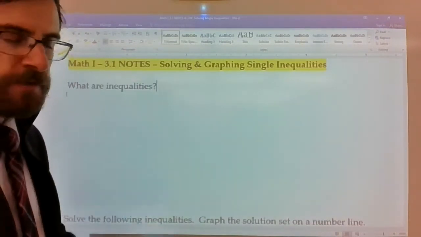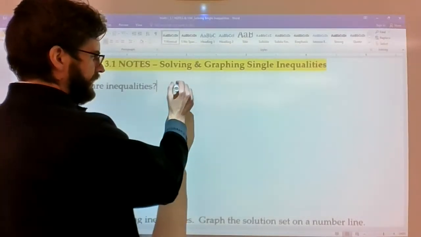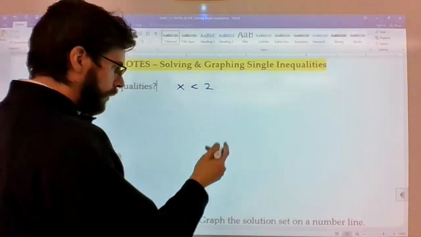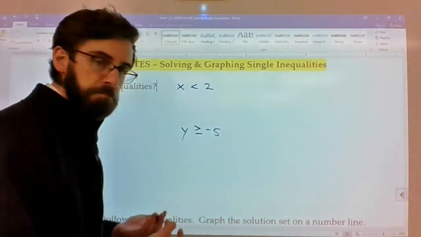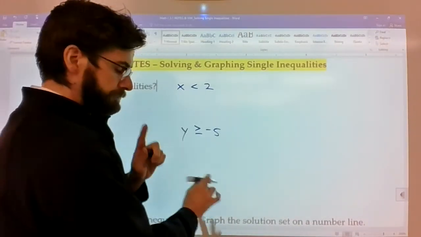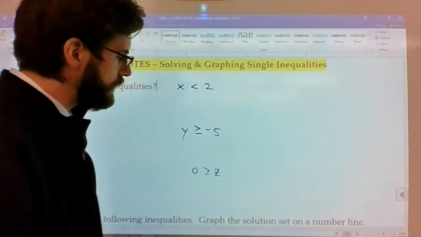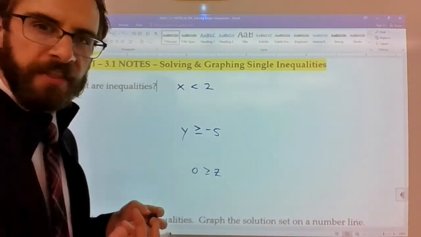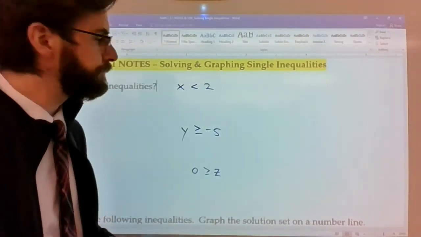So what are inequalities? Well, in a mathematical sense, we're talking about things like x is less than 2. That would be an inequality. Or y is greater than or equal to negative 5. That would also be an inequality. Or z, check this, 0 is greater than or equal to z. These are 3 examples of inequalities. Now the question is, what do they represent and how do we actually show them mathematically?